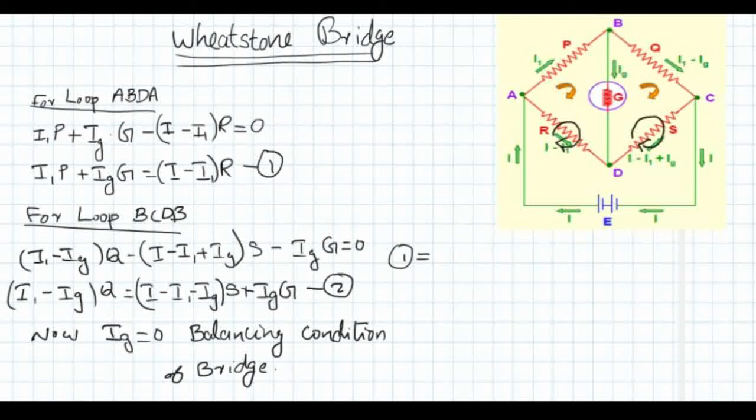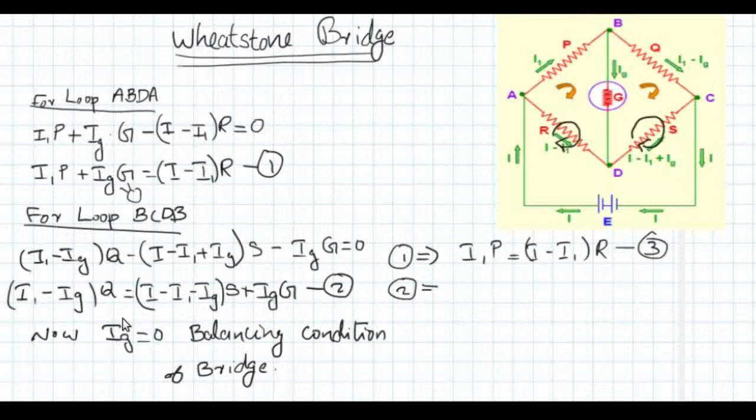So equation 1 will become I1 plus this Ig, which will be 0. Therefore only I1P is present on the left hand side. So I1P is equal to, on the other side, (I minus I1) into R. Now this is equation 3.